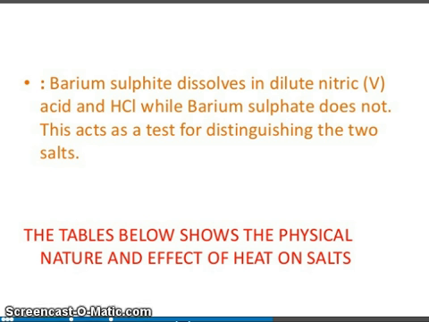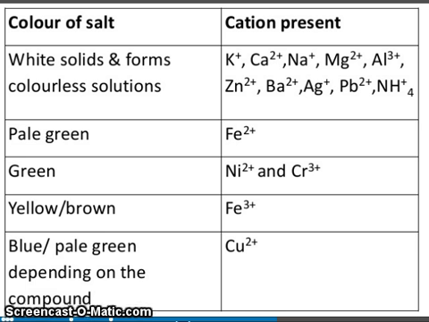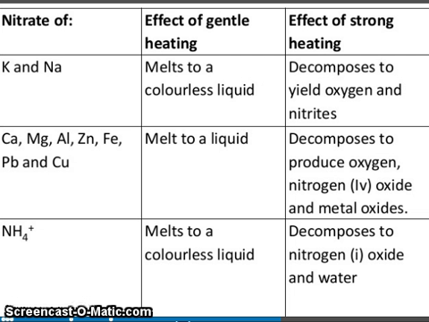The table here shows the physical nature and effect of heat on salts. You see the color of the salt and the cation present. White solid and forms a colorless solution: potassium, calcium, sodium, magnesium, aluminum, zinc, barium, silver, lead, ammonium ion present. Pale green: Fe2+, green: nickel 2+ and chromium 2+, yellow or brown: Fe3+, blue or pale green depending on the compound: copper 2+.